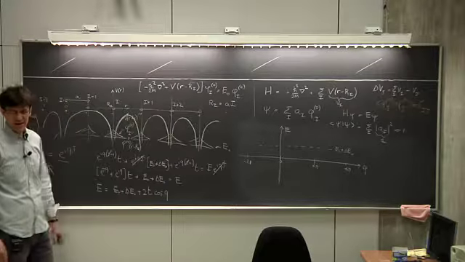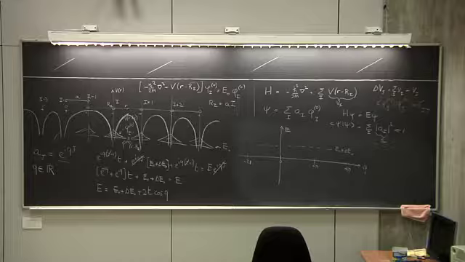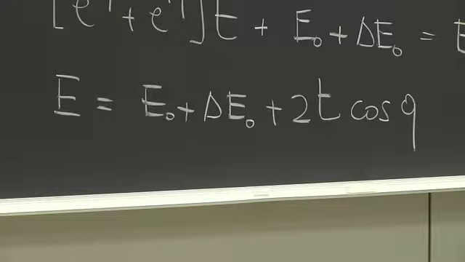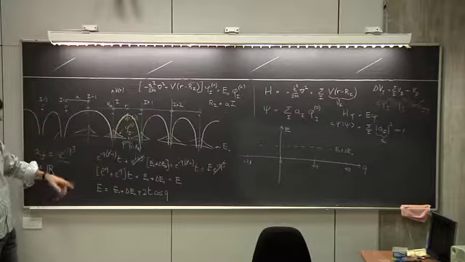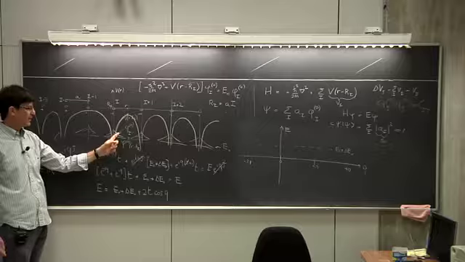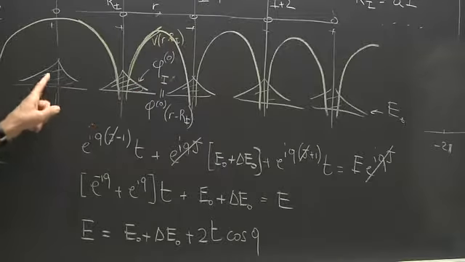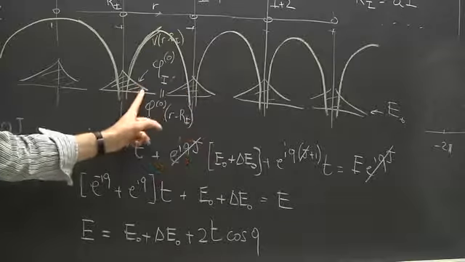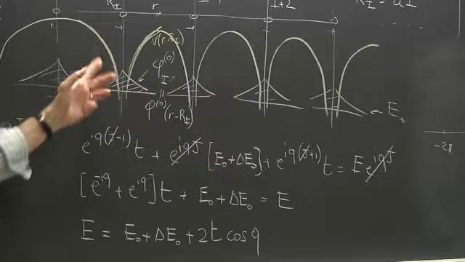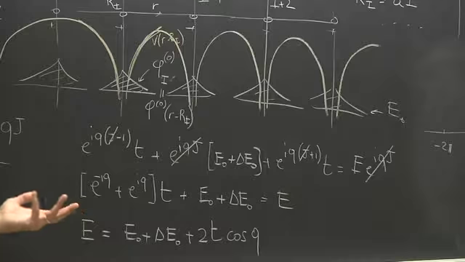Now, what is the sign of t? I need to know it in order to draw my function. If you remember, t was the overlap between a function, another function, and a potential. This is positive, this is positive, the potential is always negative, so t is always negative.